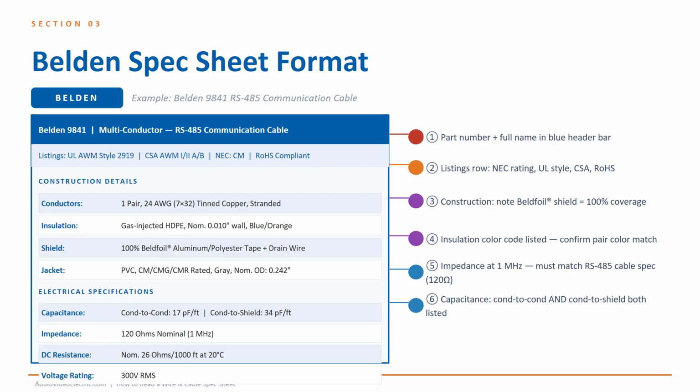Electrical specifications include capacitance, impedance at 1 MHz, DC resistance, and voltage rating. Be sure to confirm the insulation color code and ensure impedance matches your cable spec. Capacitance is listed both conductor to conductor and conductor to shield.